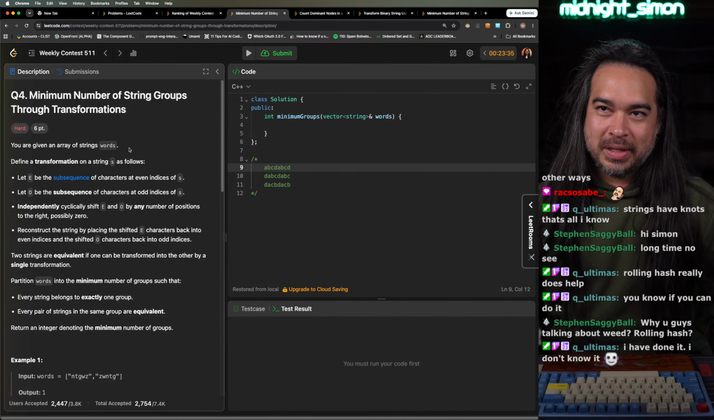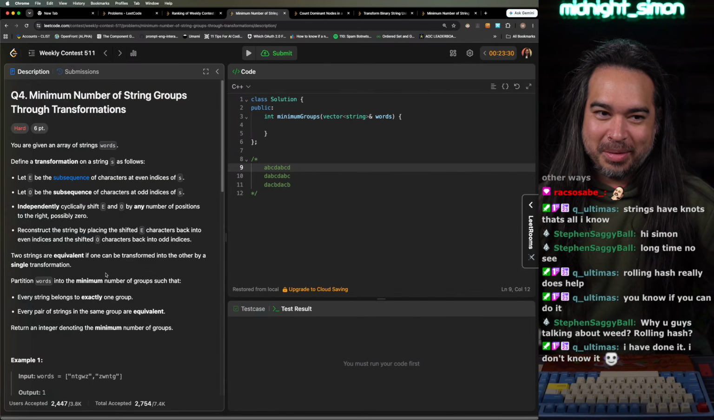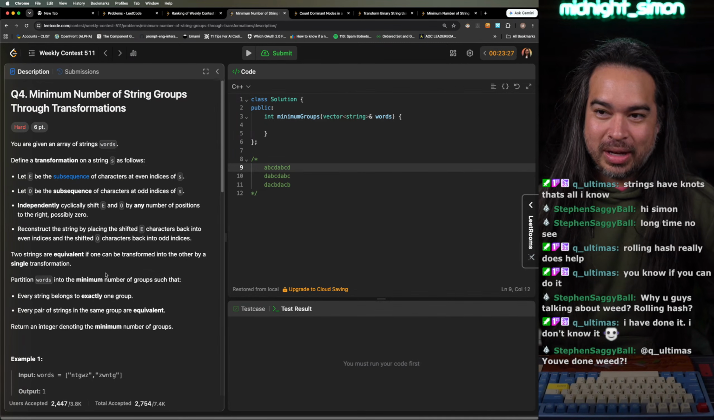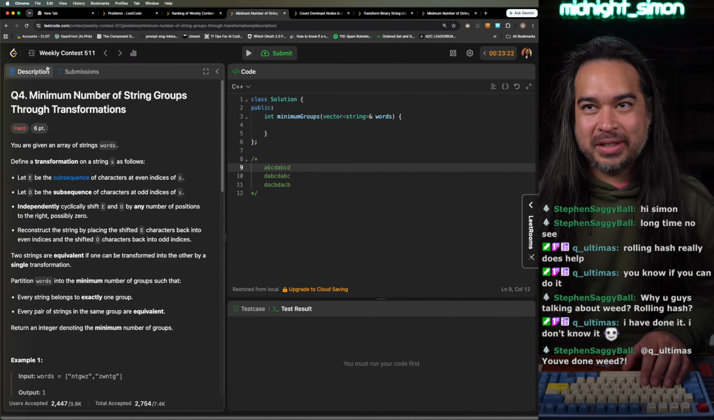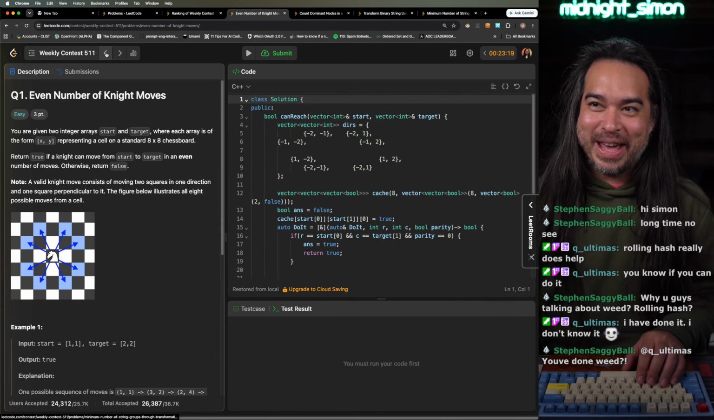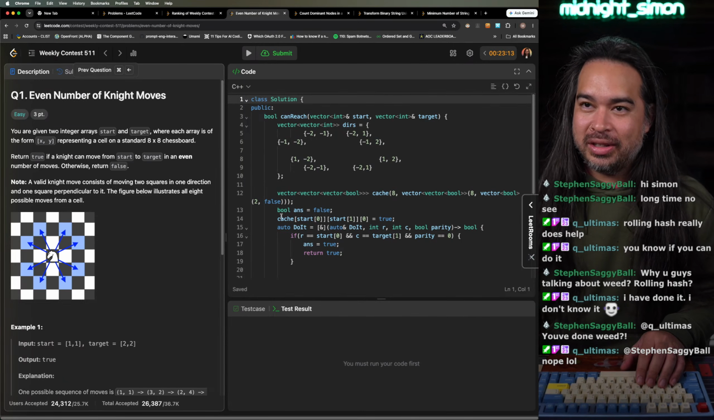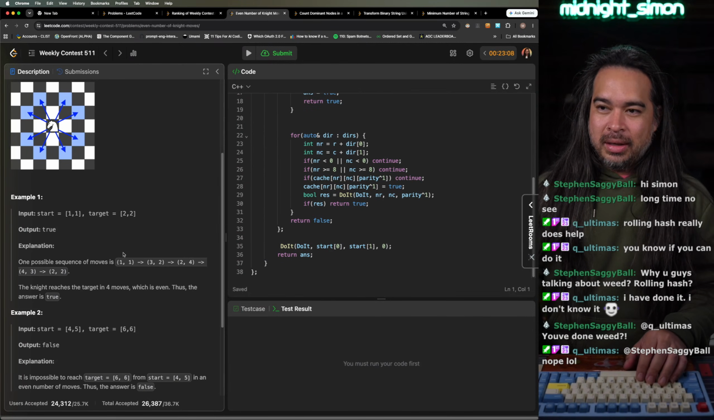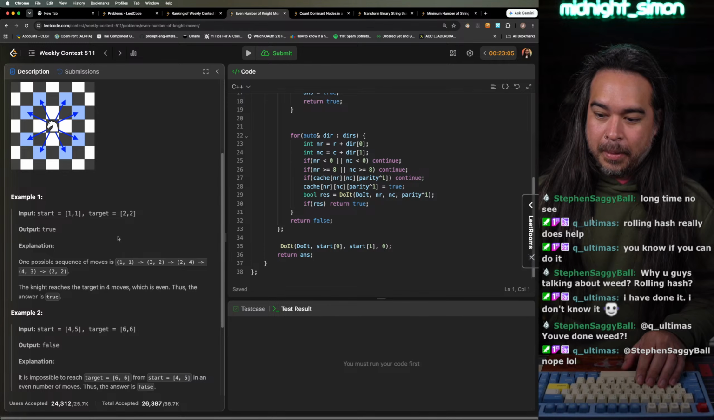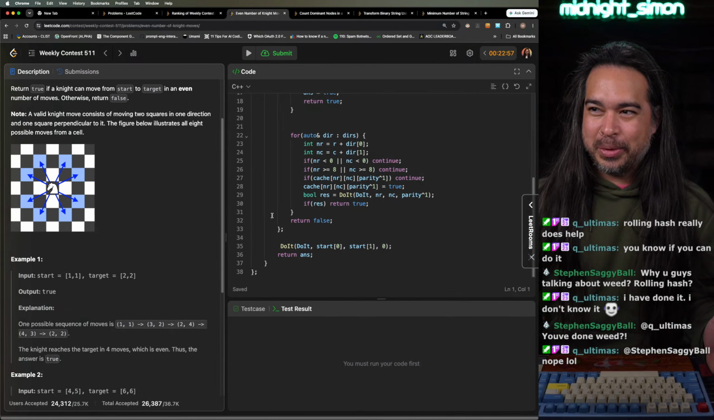Alright, so I'm gonna say Q4 is not within my reach because I don't know rolling hash or any string algorithms or string hashing algorithms. It's on my list of things to know, man. Alright, so back to Q1, man. Dang question that I can't believe I can't get for some reason. Can I move somewhere in an even number of moves?